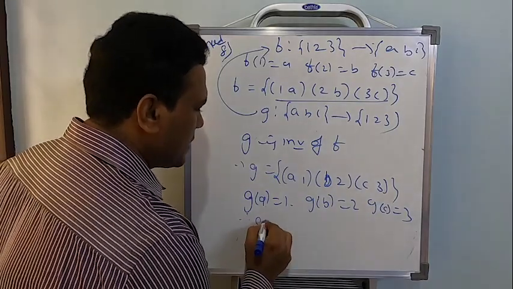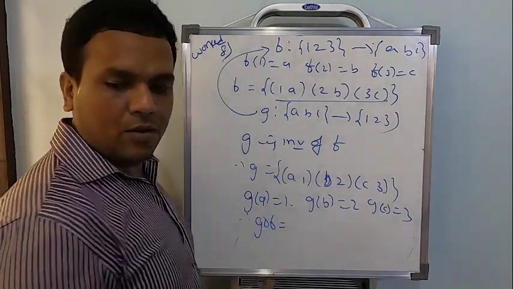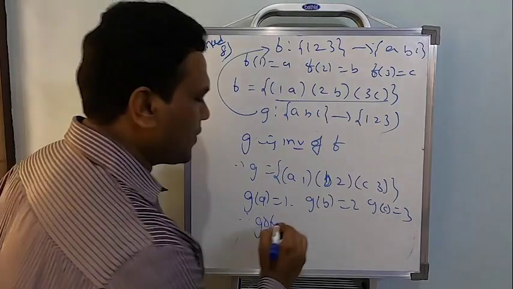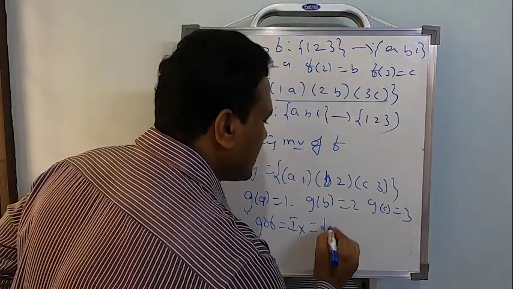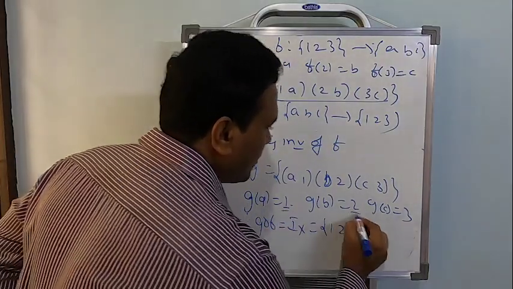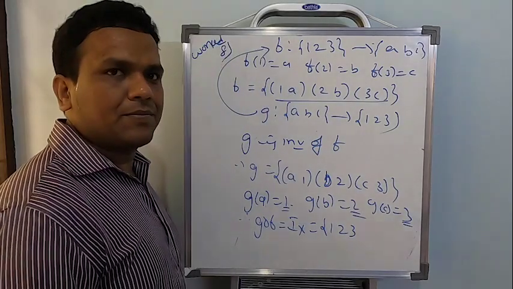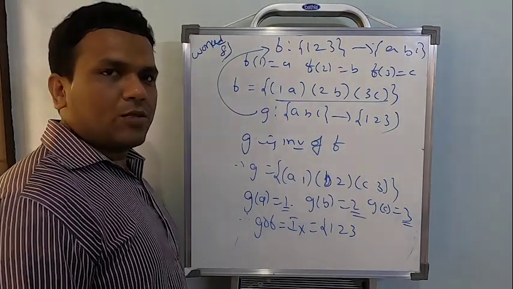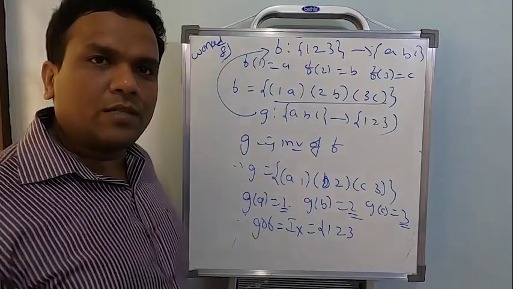So therefore, g of f should be equal to Ix. Ix will be {1, 2, 3}, which I already got here. Okay. Hope it's clear, students. Hope this problem is clear, students.